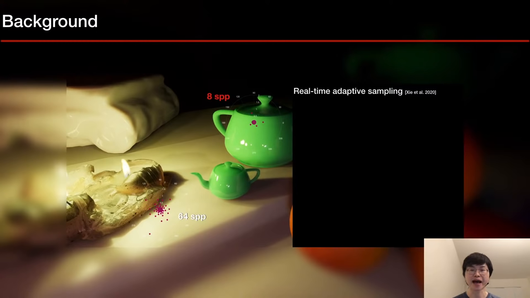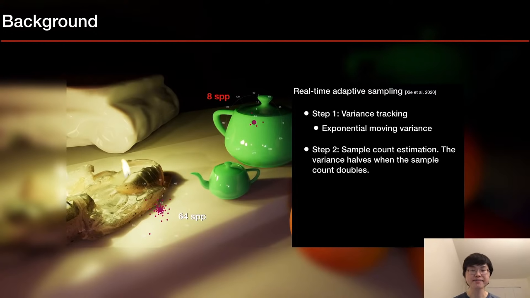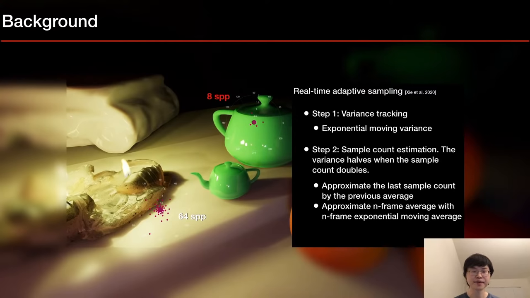There are two steps in the algorithm. Step 1, variance tracking. We can use exponential moving variance to record the variance history. In step 2, we estimate the sample count for the current frame based on the fundamental principle that the variance halves when the sample count doubles, with two approximations. First, we approximate the last sample count by the previous average. Then, the n-frame average is approximated with an n-frame exponential moving average.